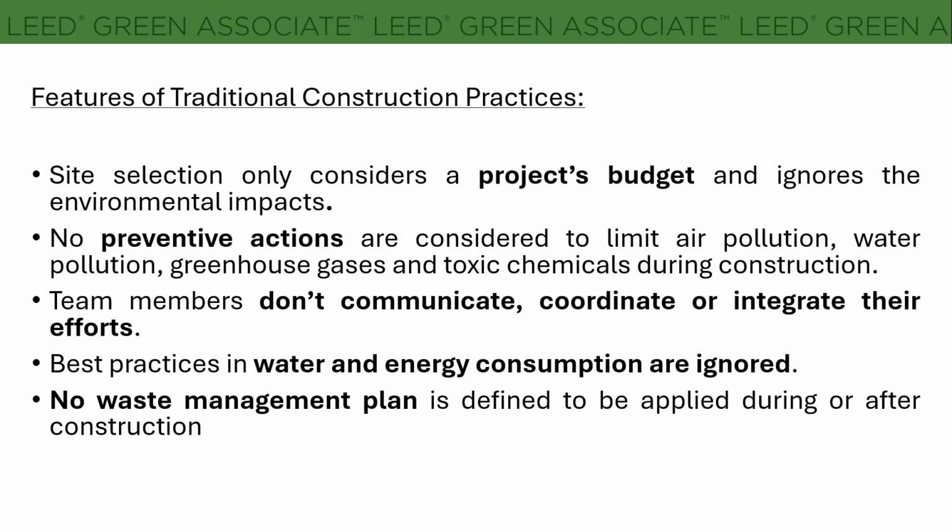Another thing is that no preventive actions are considered to limit air pollution, water pollution, greenhouse gas emissions, and toxic chemical emissions during construction. At some construction sites, we can see a green net covering the entire site. This is done in order to reduce air pollution, otherwise the suffering will be higher for the neighborhood. So these kinds of preventive actions are to be taken before starting construction.